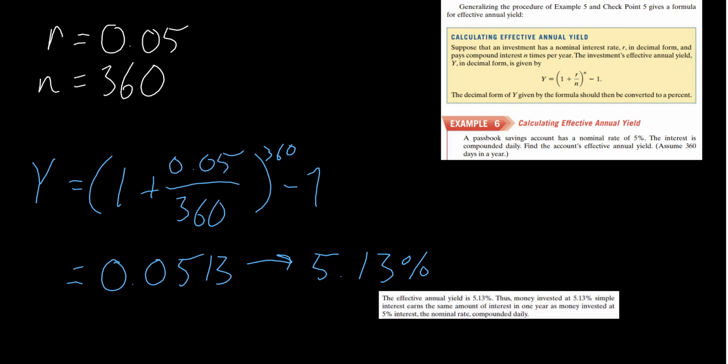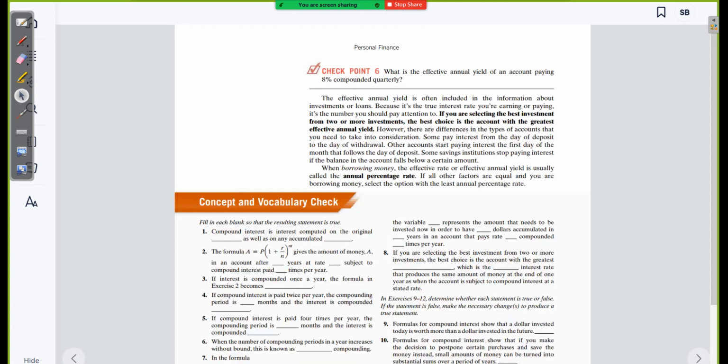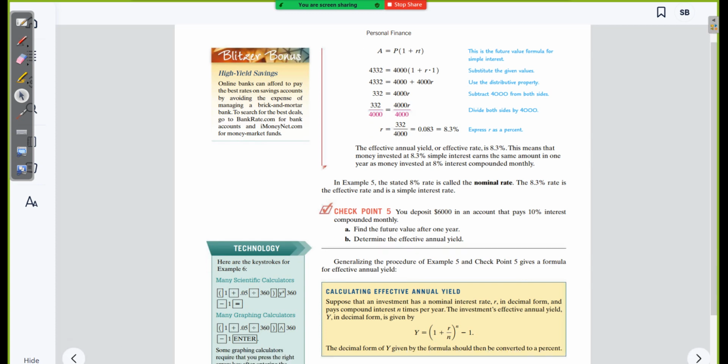Okay, so the effective annual yield is 5.13%. Thus, money invested at 5.13% simple interest earns the same amount of interest in 1 year as money invested at 5% interest, which we have here, right? The nominal rate, compounded daily. And I believe, yeah, that takes care of the last example here.